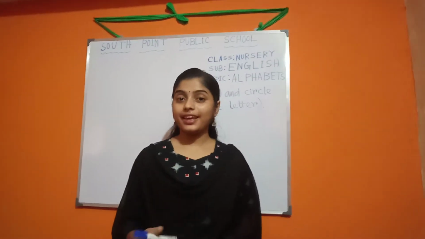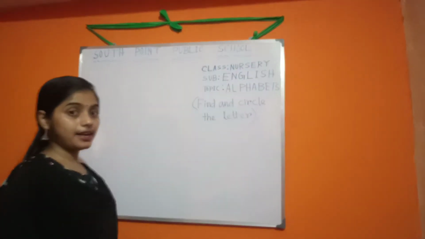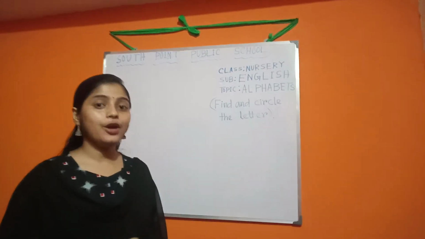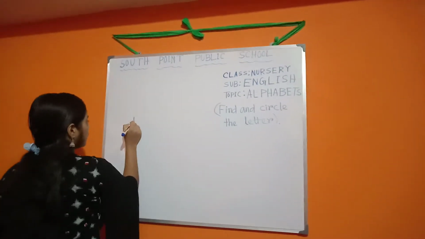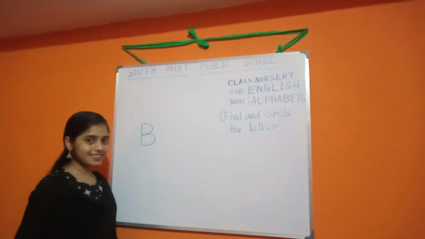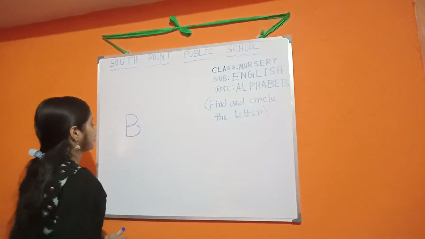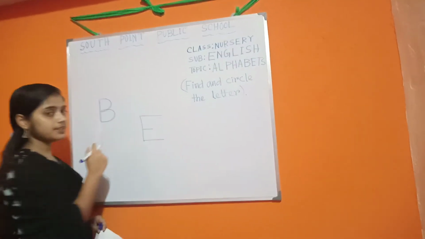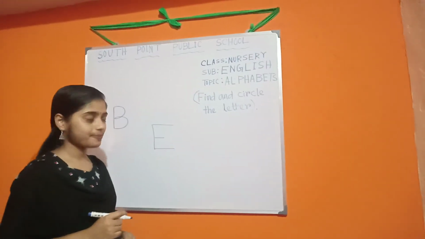Today we will play a game. Students, look at the board. Here I write some of these letters and you have to tell which letter is this. Okay? Which letter is this? Yes, this is B. Now tell me, which letter is this? Yes, this is E.